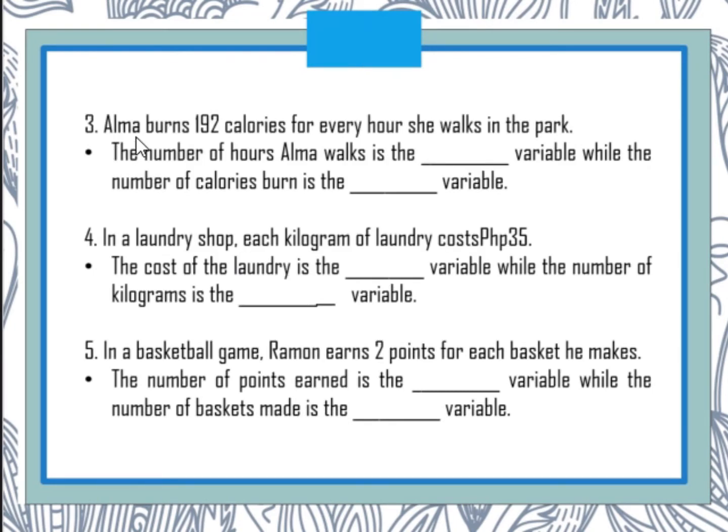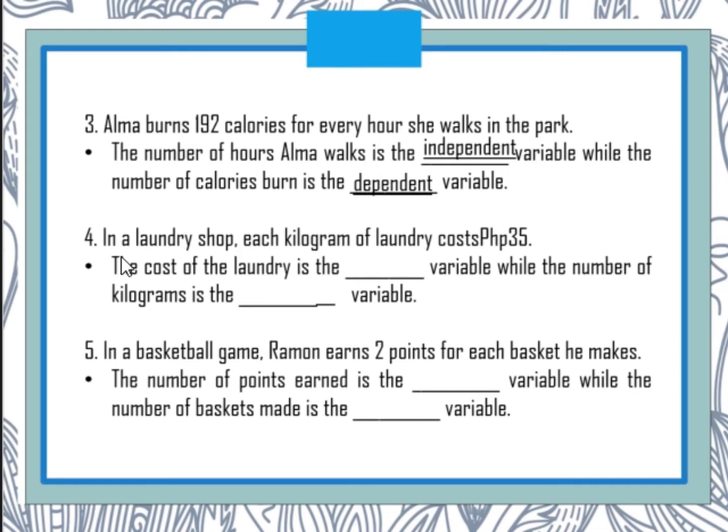Number 3, Alma burns 192 calories for every hour she walks in the park. The number of hours Alma walks is the blank variable, while the number of calories burned is the blank variable. Kung ang sagot mo sa unang blanko ay independent variable, then you are correct. The number of hours Alma walks is the independent variable, and the number of calories burned is said to be the dependent variable.